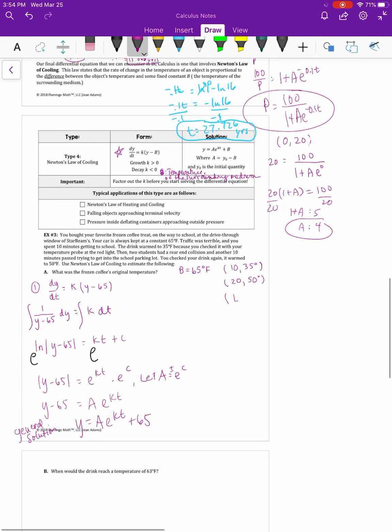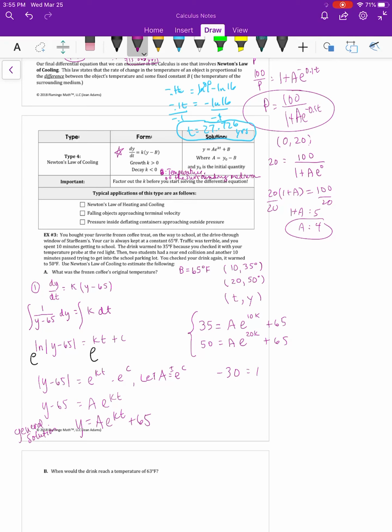We can find a particular solution by putting in these values. Okay, so remember all of these values are going to be little t comma y. All right, so now we're going to take our 2 points. We have a y value of 35 is equal to a times e to the 10k plus 65. And we also know that 50 equals a times e to the 20k plus 65. So these are our 2 equations. And we actually have 2 unknowns, a and k, and we can use substitution or elimination to solve them.